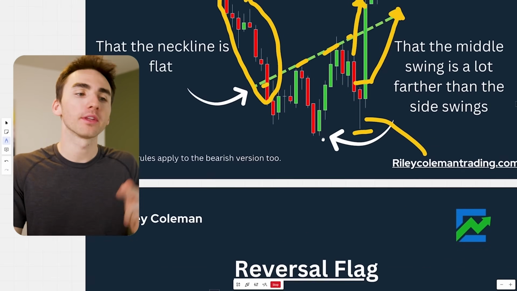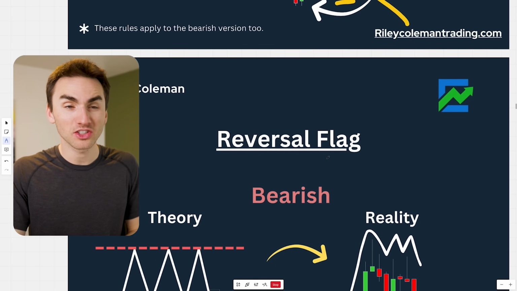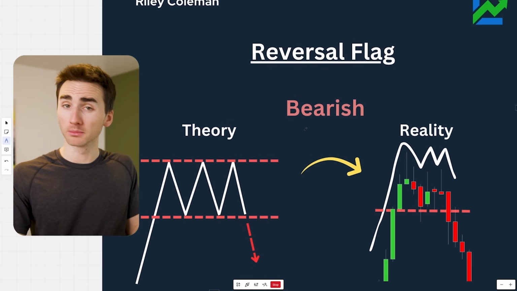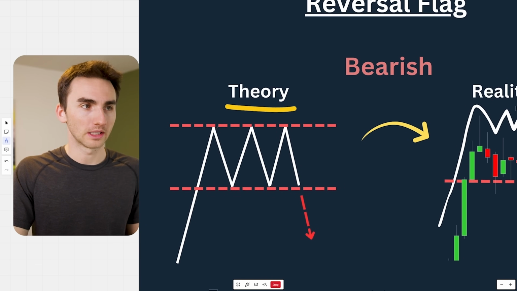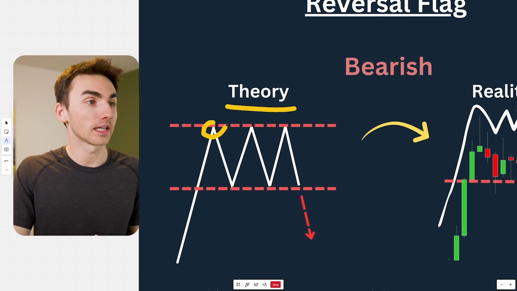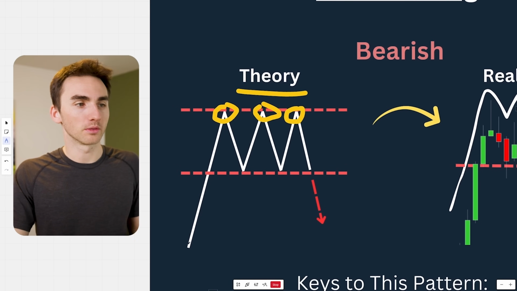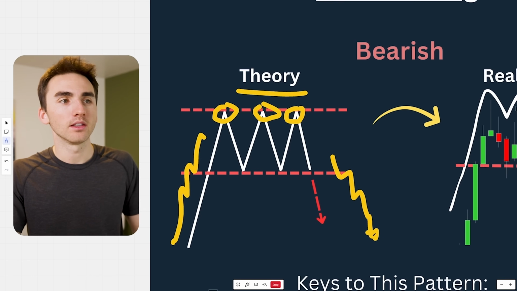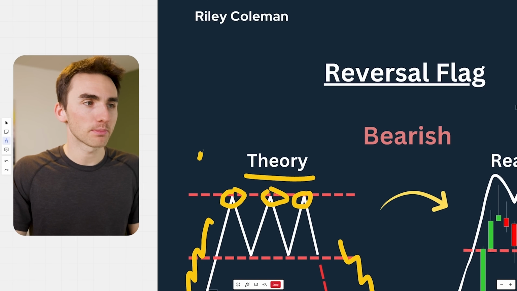Now the next pattern is another reversal pattern, and it's called a reversal flag. This is very similar to head and shoulders in terms of the theory. In this case, it can look like a triple top, but the idea is, again, this is a bear pattern, so we're betting that an upwards trend is actually going to reverse down.